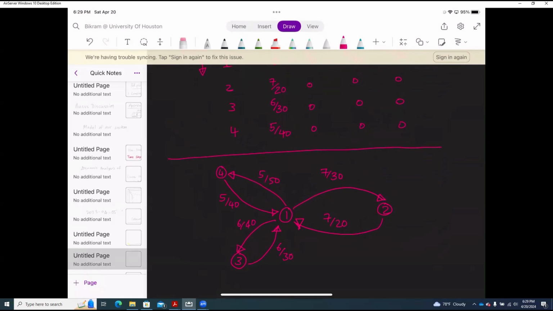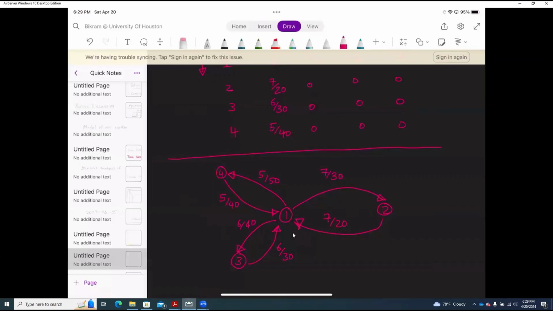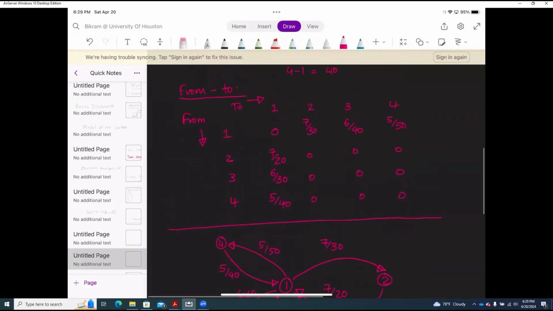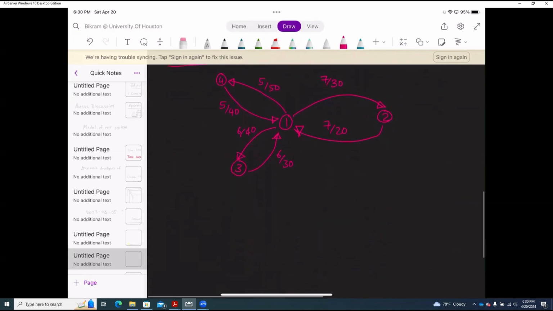Now the second part is also done, where we have to draw the precedence diagram. In your exam, you will either get the precedence diagram and be asked to draw the from-to chart and solve the rest of the numericals, or you will be given the from-to chart, and from the from-to chart you will be asked to draw the precedence diagram or directly calculate the other things.